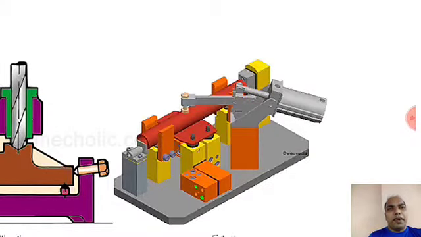You can see that a jig performs three main functions. The first is to hold the component safely, to locate the component, and to guide the tool towards the workpiece, whereas a fixture performs only two functions: it holds the component very securely and tightly, and it locates the workpiece, but it does not guide the tool, or it does not give any instruction to the tool. Okay, so this is the condition. We will move forward.